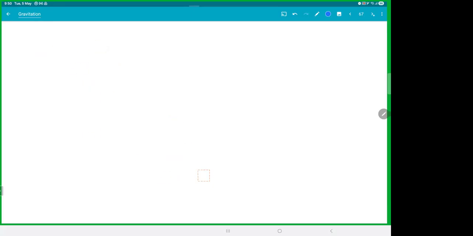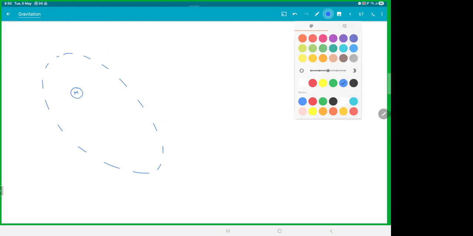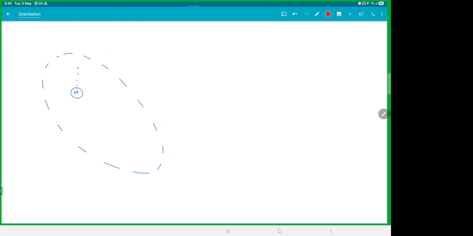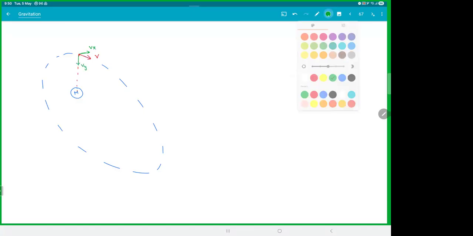I'll do one thing, wait. First, let's draw the ellipse. And then let's keep the planet. This is your satellite. Perfect. That's better. So this is some speed v here, whose horizontal component is vx, and this component is vy.